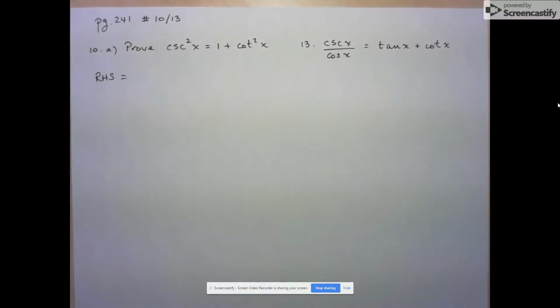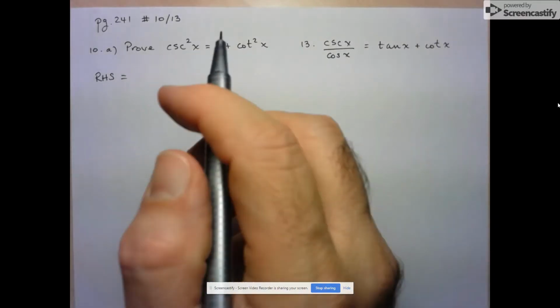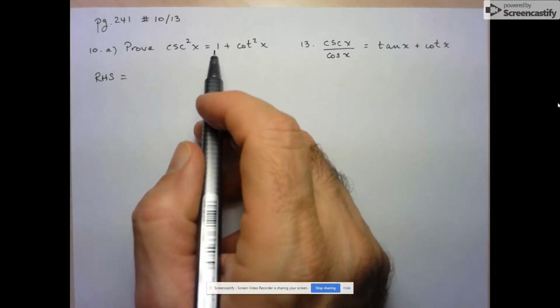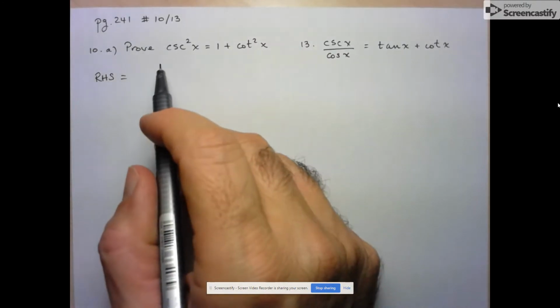Hi folks, we're going to take a look at questions 10 and 13 on page 241, and since they use similar tricks, I'll do them both together. So let's take a look at this first one here, which in fact is just one of our Pythagorean identities.